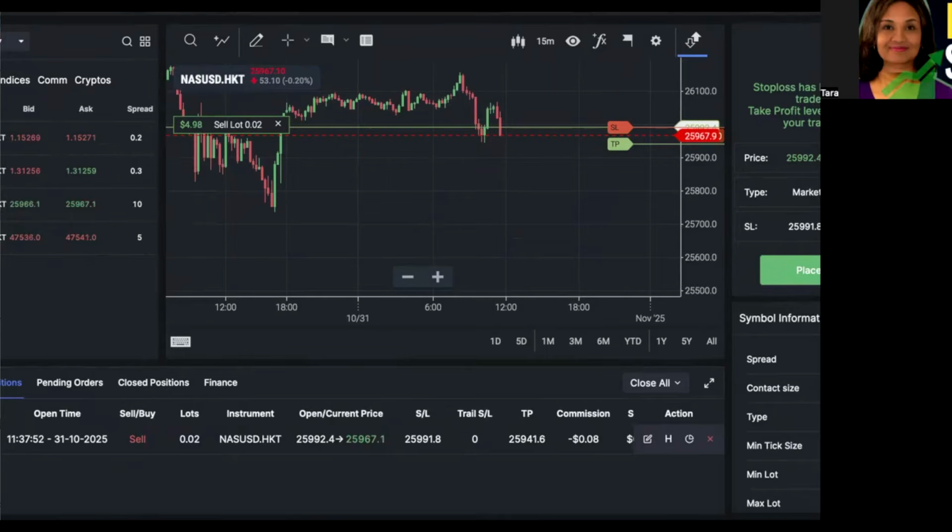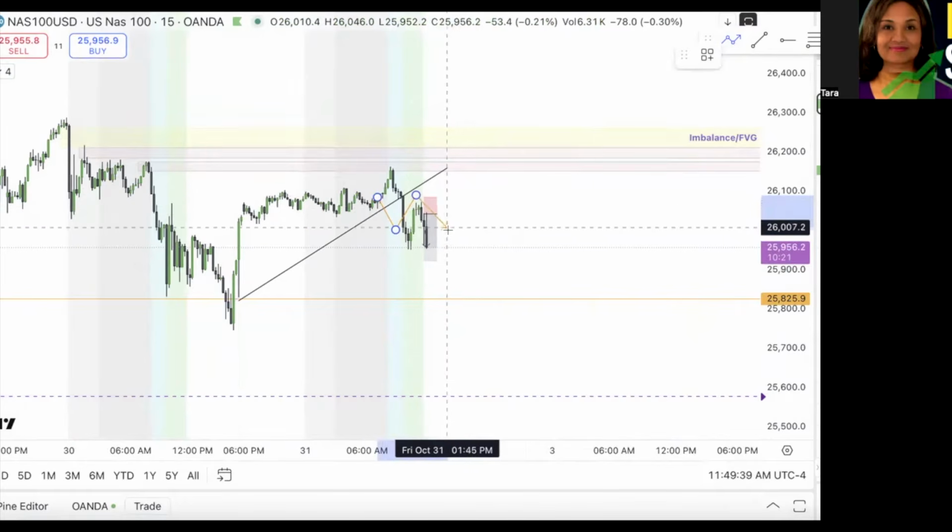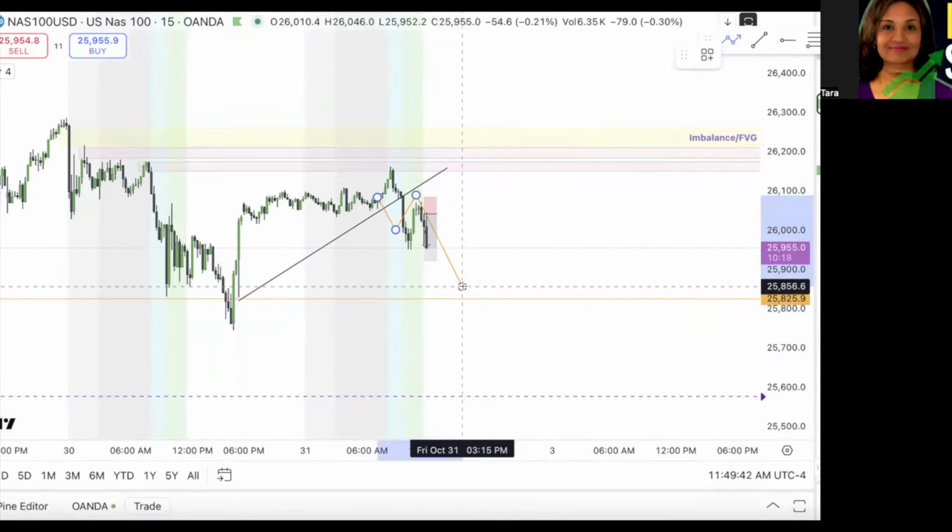Here's our 15-minute break and retest. This is the same strategy that we've used multiple times on many occasions, right? So here's our break of the trend line, 15-minute trend line. We had a retest, and now we're expecting price to continue downward.